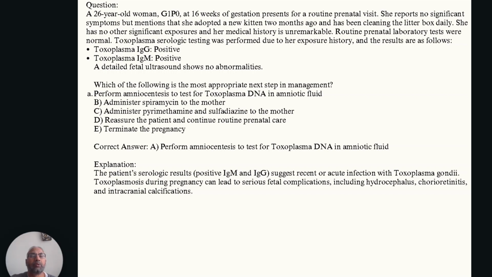So what are we going to do? We are going to confirm if the baby really has that infection or not. Mother is already confirmed, baby has to be confirmed. So we do an amniocentesis to test for toxoplasma in the amniotic fluid of the baby. We have to check for toxoplasma DNA in the amniotic fluid. This process is called amniocentesis.